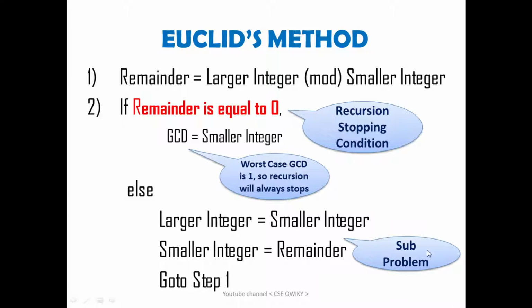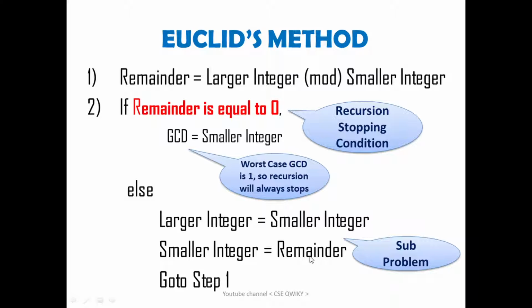And this is a subproblem. Why do we say it's a subproblem? Because we are replacing the larger number by the smaller number, and the smaller number is replaced by the remainder. The denominator is replaced by the remainder, which will be smaller than the denominator, obviously. So the problem size is reduced at every step.